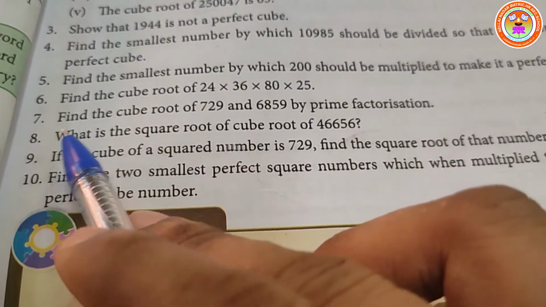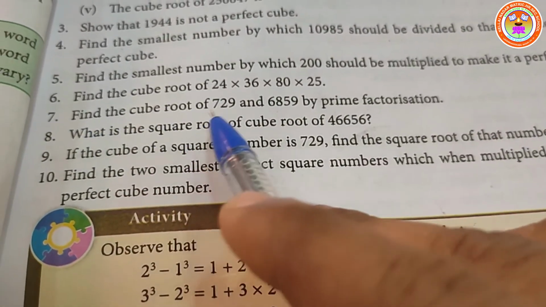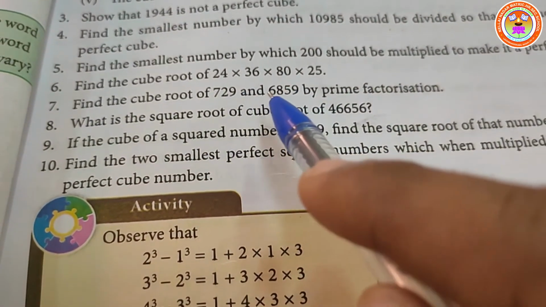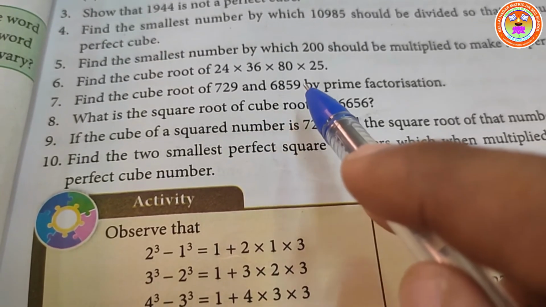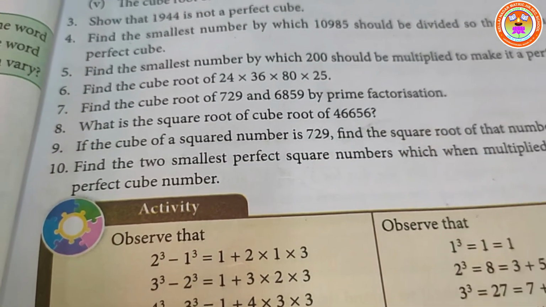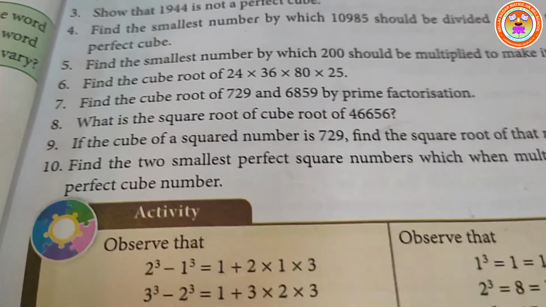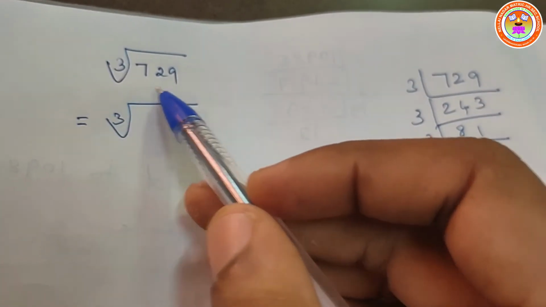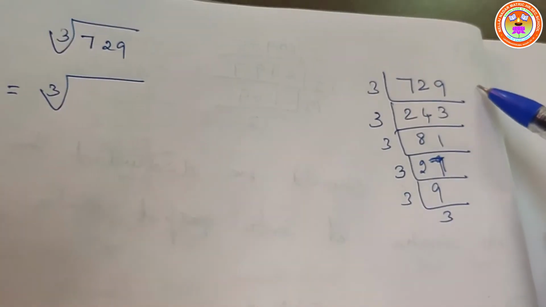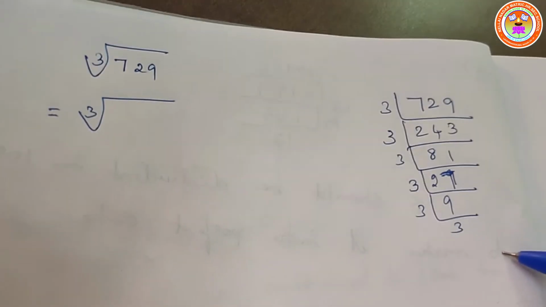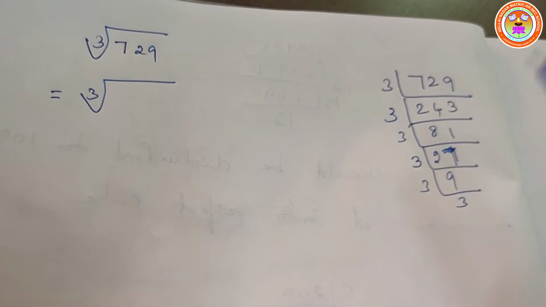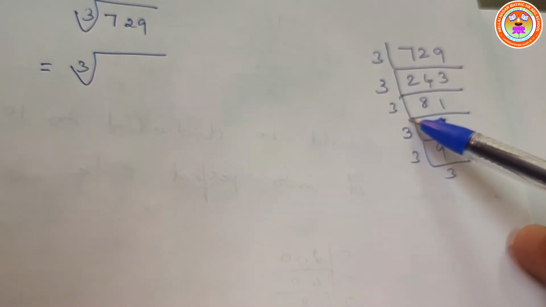The 7th question is, find the cube root of 729 and 6859 by the prime factorization method. So 2 sums are there, we have to do them one by one. First we will take 729. If you do the prime factorization method, you will get 3 into 3 into 3 into 3 into 3 into 3.